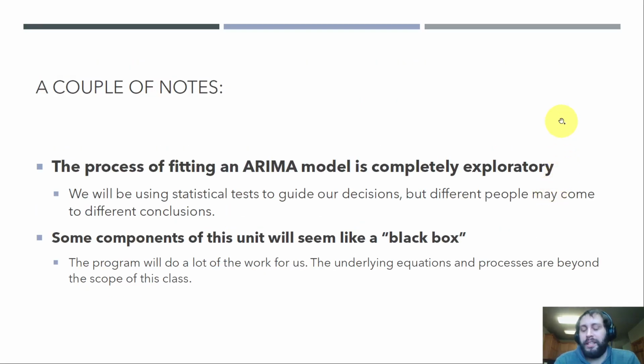So a couple of notes before we get started on the R tutorial here. The process of fitting an ARIMA model is completely exploratory. In other words, we'll be using statistical tests to guide our decisions, but different people may come to different conclusions on the ARIMA model. So it's okay to come to a different conclusion. It's all about forecasting, and no one's really quite sure what the best forecast is going to be. Some components of this unit are going to seem like a black box. The program's going to be doing a lot of the work for us. The underlying equations and processes are really beyond the scope of this class. I don't really have a full handle on all the equations, but we're going to be letting R do some of the decisions for us.